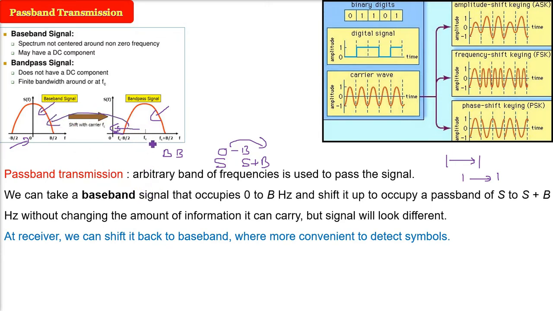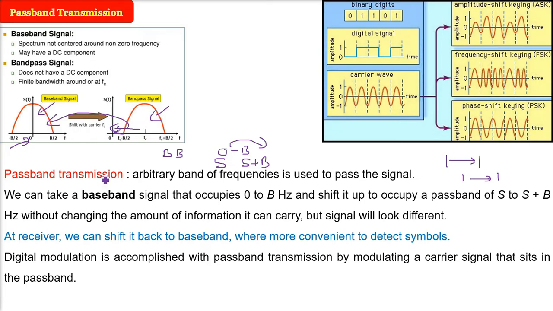It is very easy and convenient to detect signals, that is why we are shifting it back. This can be done. So the digital modulation, because in passband transmission, digital modulation is accomplished by modulating the carrier signal that sits in the passband.